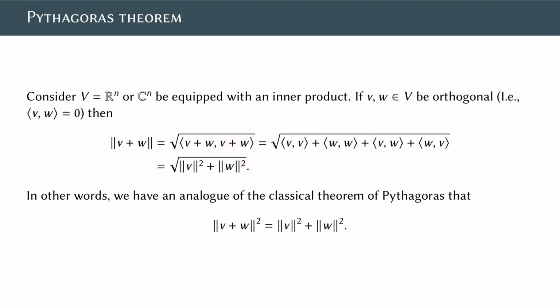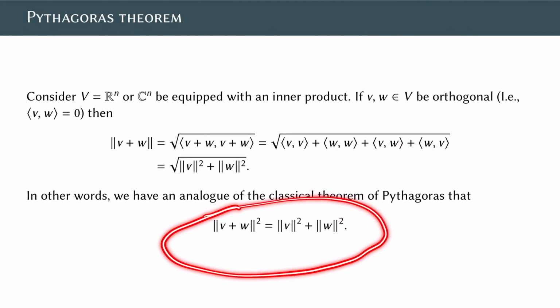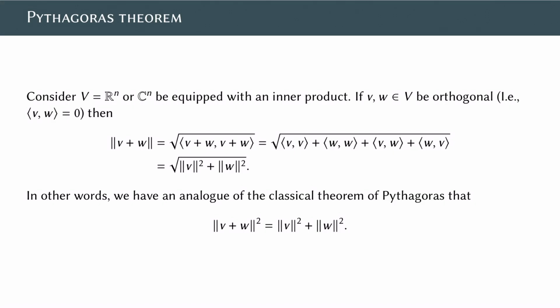But wait a second, this v comma v is just mod v squared, w comma w is just mod w squared, and these two are just 0 because v and w are orthogonal. So we immediately get that norm of v plus w is under root norm v squared plus norm w squared. Squaring, we get the classical Pythagoras theorem for inner product spaces also, that norm of v plus w the whole squared is norm v squared plus norm w squared.